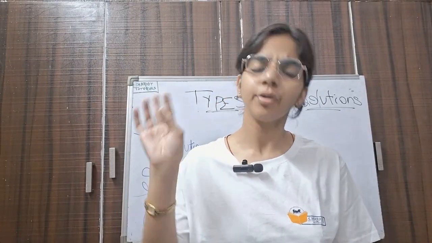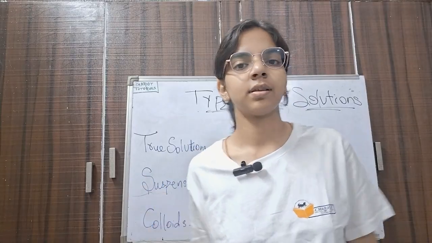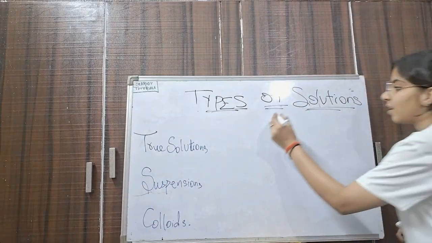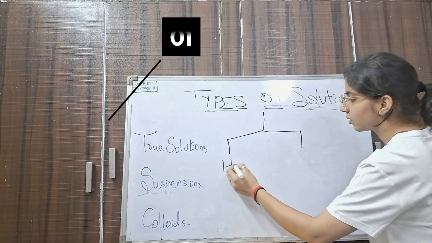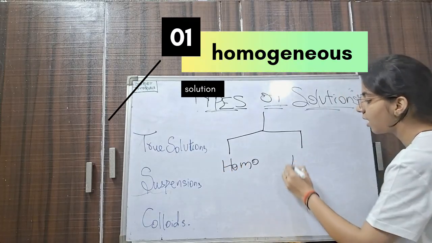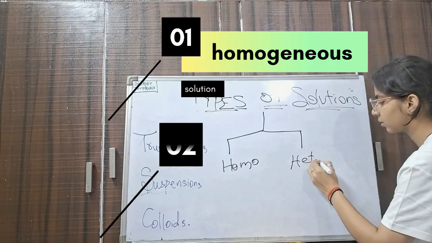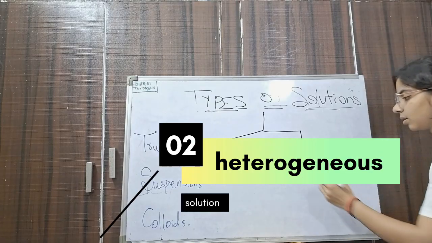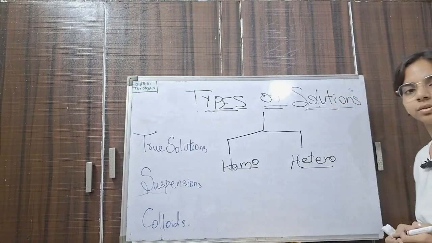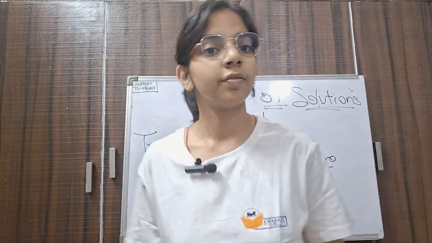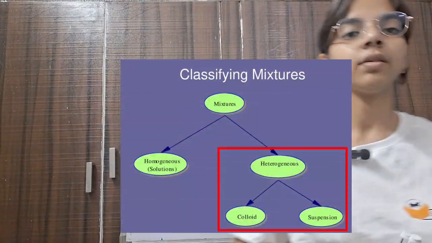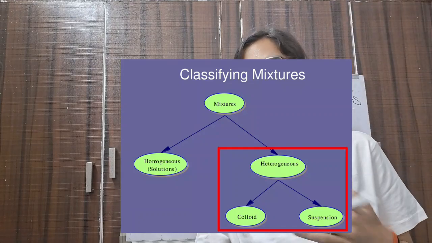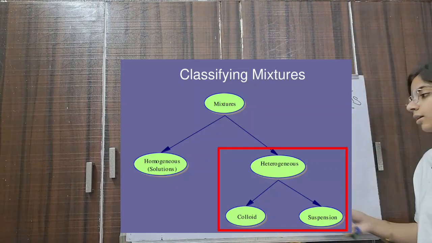Right? Actually, there are mainly only two types of solutions, that is homogeneous and heterogeneous. Based on these two types of solutions, we have classified these three types of solutions. The main classification of types of solution is actually homogeneous and heterogeneous solution.